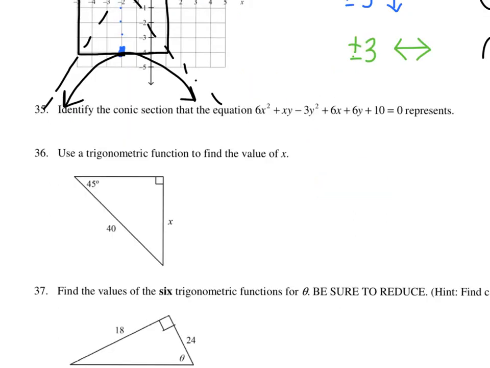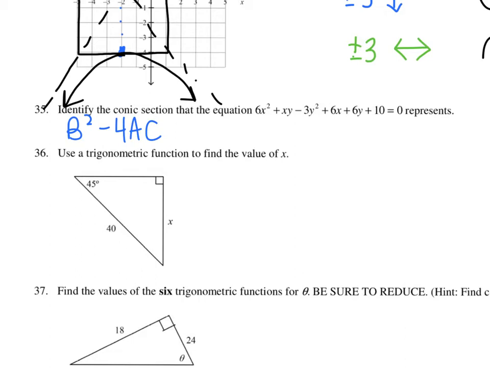Number 35, unfortunately, does not match up with the way we normally see the equations for conic sections when we are going to graph them. So what we get to use is the formula b squared minus 4ac. It was in the very last section in the conic section chapter, and you have that little table at the bottom of the formula sheet. So we identify a, b, and c.